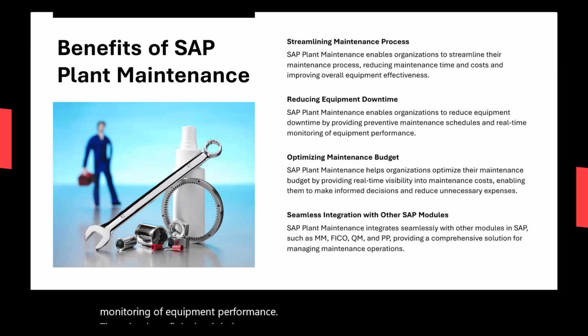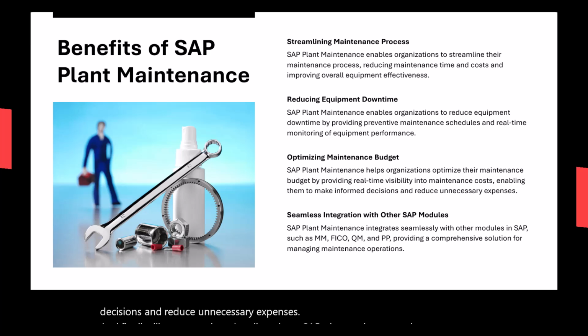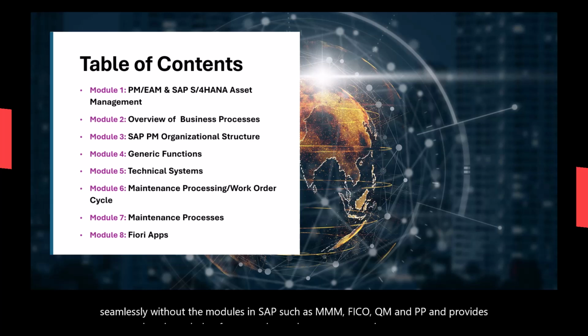The other benefit is that it helps organizations optimize their maintenance budget by providing real-time visibility into maintenance costs, enabling them to make informed decisions and reduce unnecessary expenses. And finally, like we mentioned earlier, SAP Plant Maintenance integrates seamlessly with other modules in SAP such as FICO, QM, and PP, and provides a comprehensive solution for managing maintenance operations.